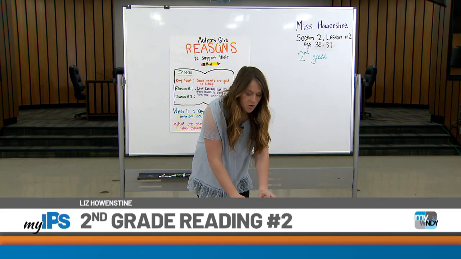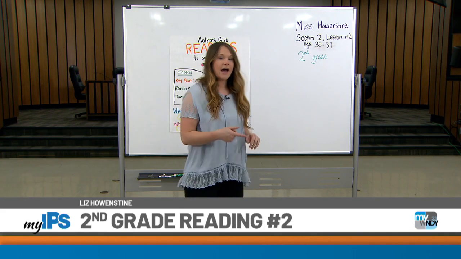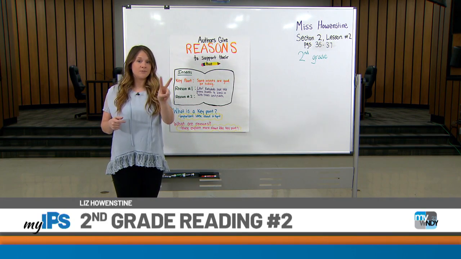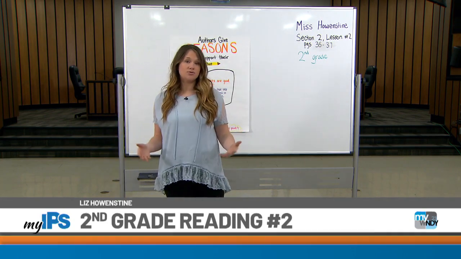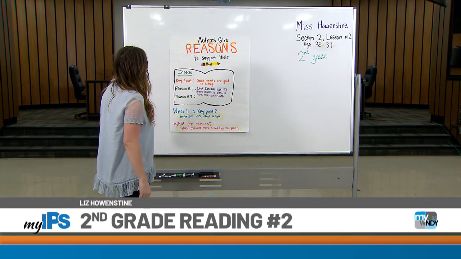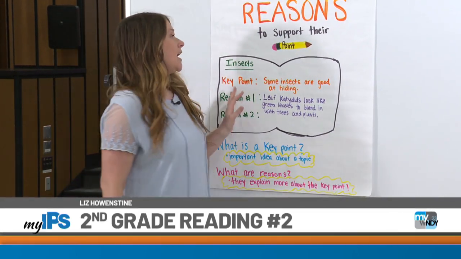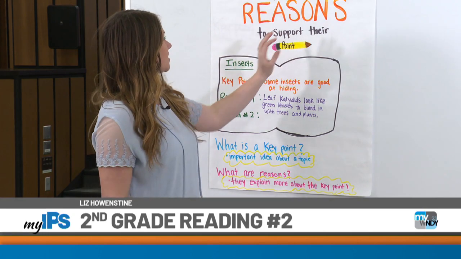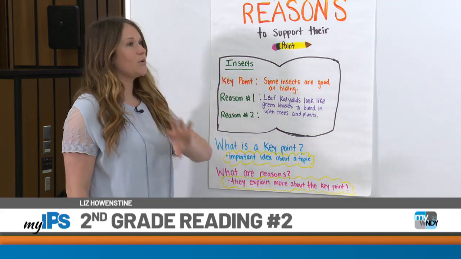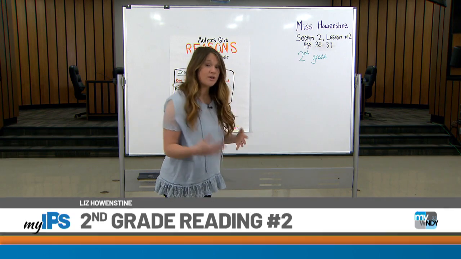We are going to read a story today and identify our key point and 2 reasons. You should be able to do that by the end of this lesson. We want to go back and look at this chart that we did in lesson 1 and reference it. Authors give reasons to support their point. In lesson number 1 we learned about insects, and today we're going to be learning about earwigs.